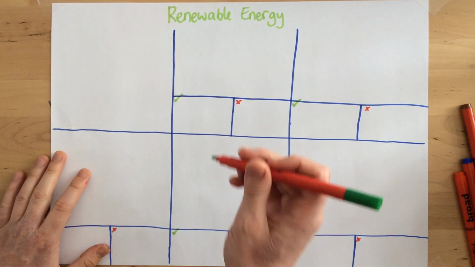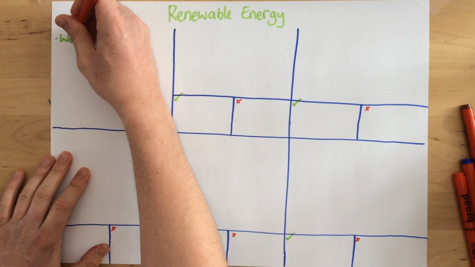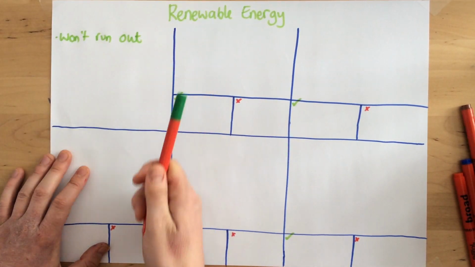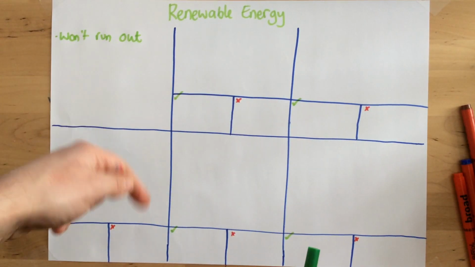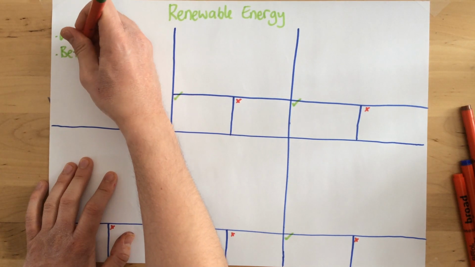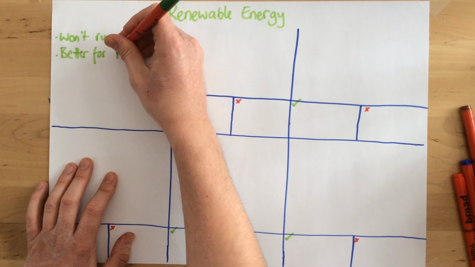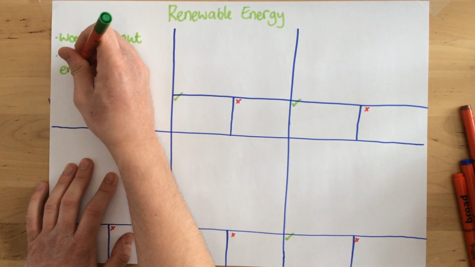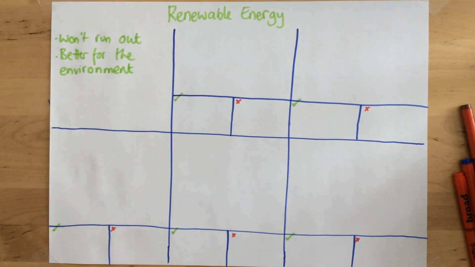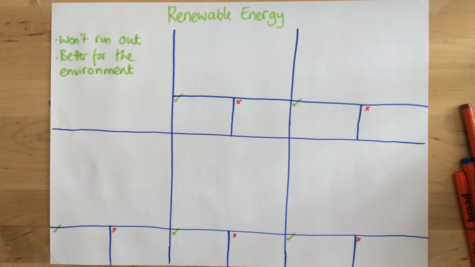So first of all, a renewable energy source is an energy source that won't run out. So it's a way of generating electricity that we could use again and again and again. They are much better for the environment than using non-renewable energy. I've done a different video about non-renewable energy where you could learn about non-renewable energy.